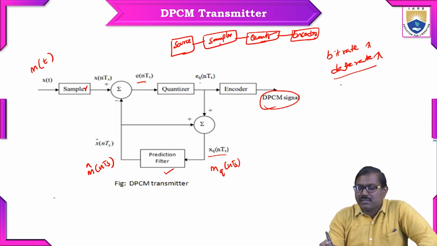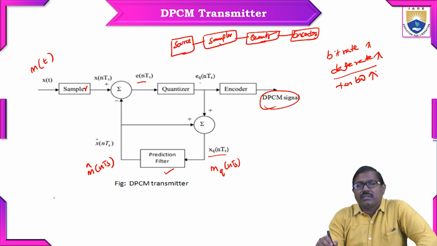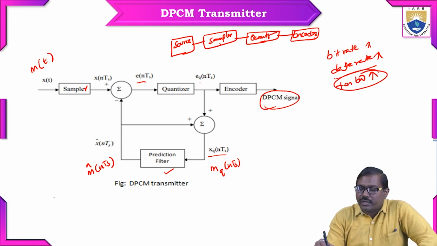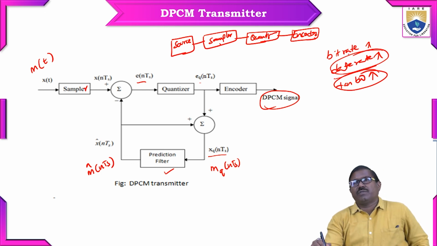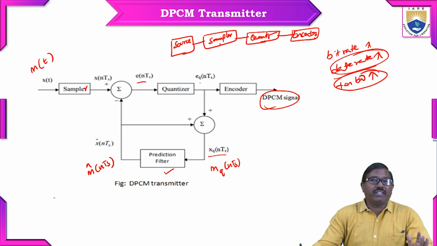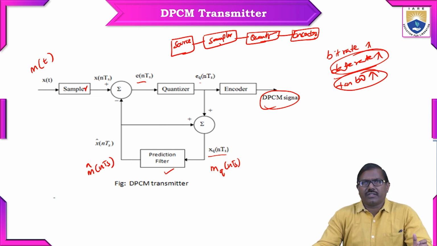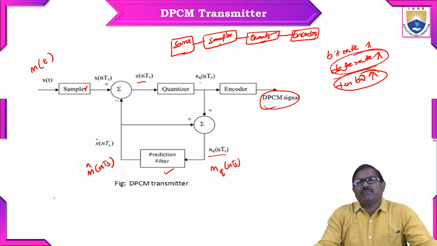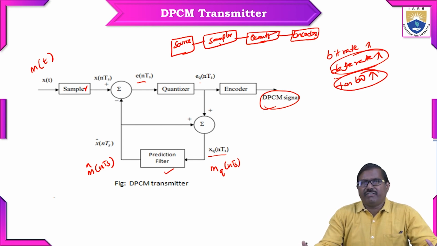When the data rate increases, the transmission bandwidth utilization also increases. So our aim is to reduce this data rate and transmission bandwidth by using this prediction filter. The prediction filter predicts which value is useful, and when a value is not useful, the information is reduced. So this is the special arrangement of the DPCM transmitter, which has the prediction filter. This is the main advantage of the differential pulse code modulation transmitter.